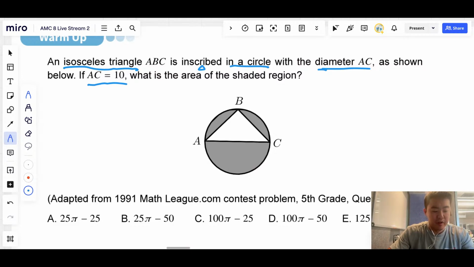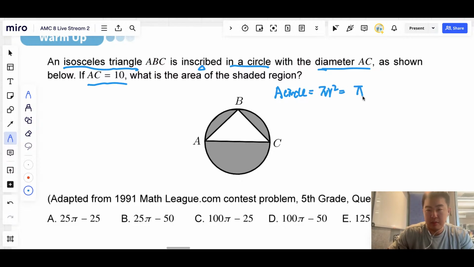region. So first, let's find the area of the total figure, right? Then we can exclude the area of the unshaded part, which in this problem specifically is the area of the triangle. So I will write here the area of the circle is just pi r squared.